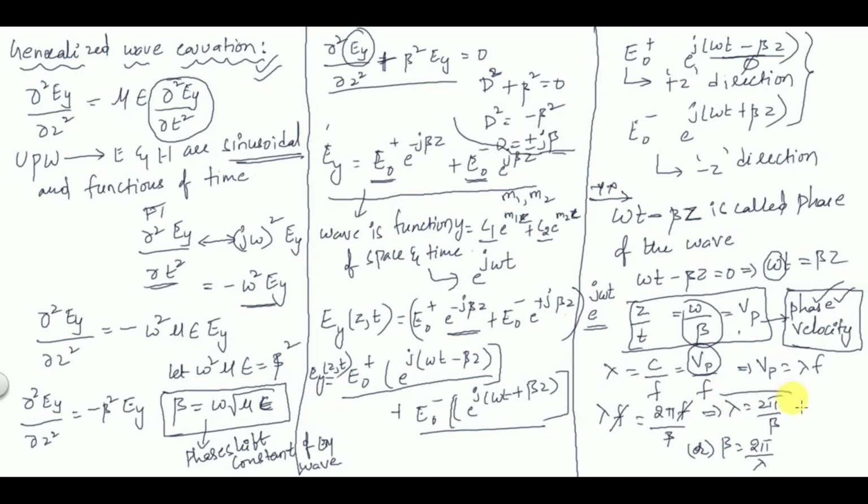So this lambda is called the wavelength of this wave, and beta is called the phase shift constant. Beta is always called the phase shift constant. So this is the formula for phase velocity. What is phase velocity? The velocity with which the wave travels is called phase velocity, and lambda is called the wavelength of the wave. These are the different formulas which you have to remember in the case of the wave equation.